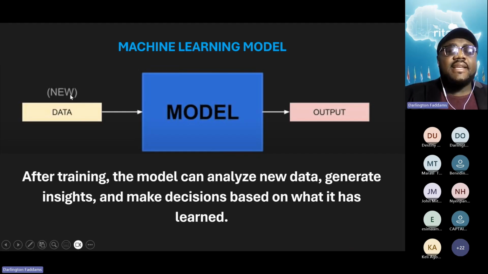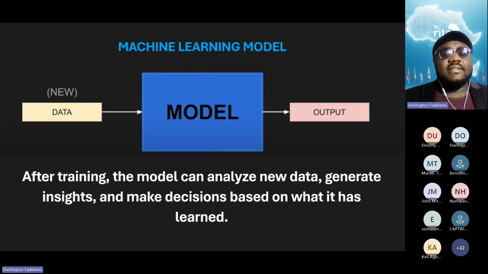This new data is not what it was trained on. This is data from the world, the real world. This is the intelligent model you have created, and it is able to receive your new data and make a prediction for you or give you an output. Because once you train it, it becomes a machine, a powerful machine that can receive new data and provide you with results. After training, the model can analyze new data, generate insights, make predictions based on what it has learned.